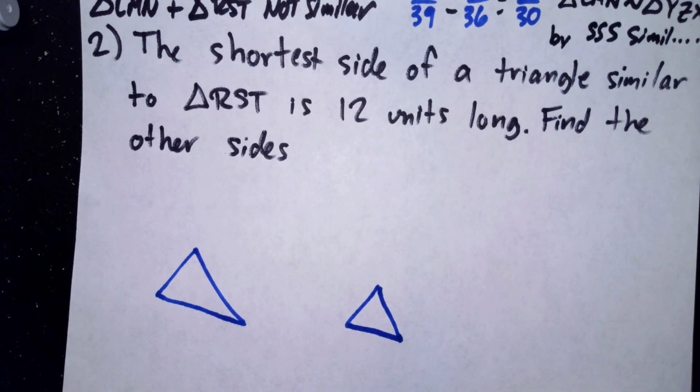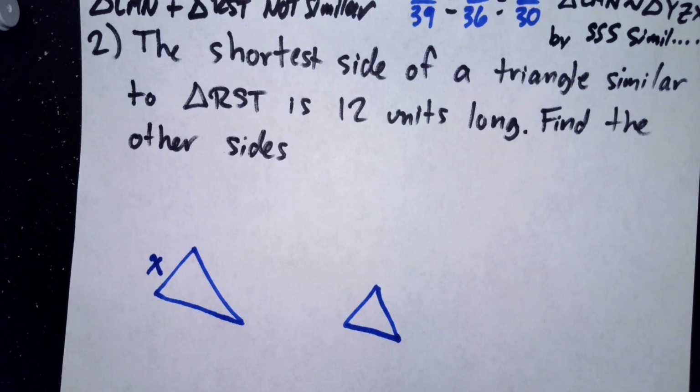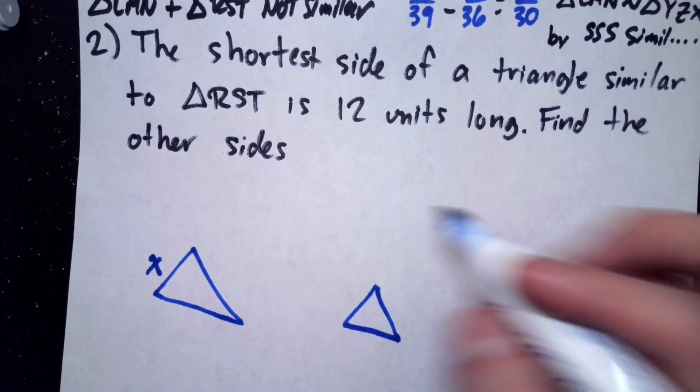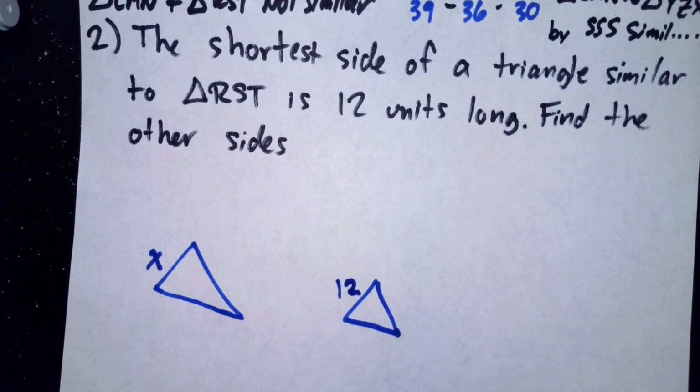So these two are similar. And now the shortest side, which is this one, is similar to triangle RST. And that's going to be 12 units long. 12 units long. Like that.